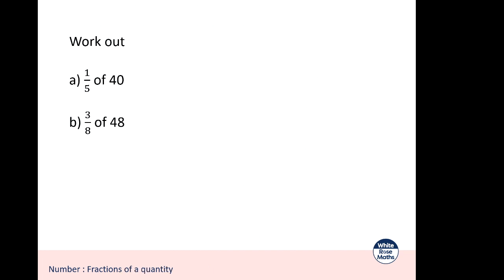Okay, so a fraction of an amount, a fraction of a quantity. Here, we divide by the bottom and times by the top. So 40 divided by 5, and then multiply it by 1. So divide by the denominator and then multiply by the numerator. This is a super common question on the foundation tier. It's nice, easy marks. You get the answer of 8.